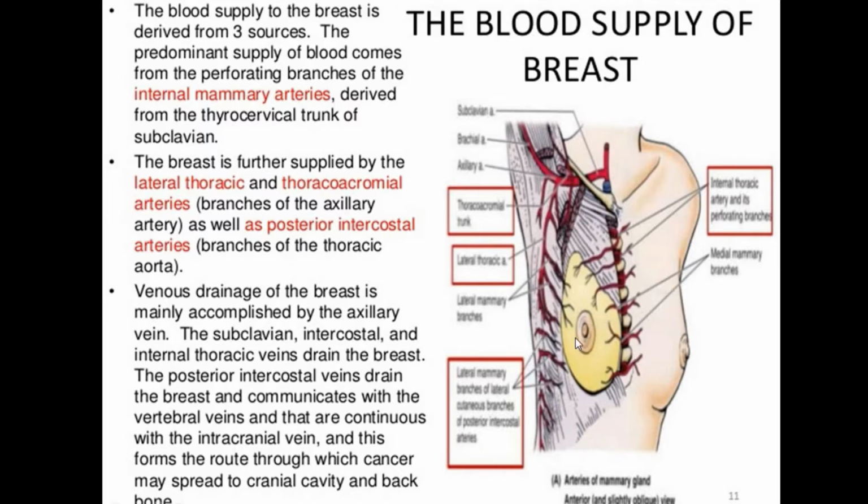So the metastasis of the outer quadrant of the breast to the vertebral column is through the posterior intercostal veins. They communicate with the vertebral veins, and through the vertebral canal they open up into the intracranial veins and metastasize easily into the brain tissue. That's why the posterior intercostal vein draining the breast communicates with the vertebral vein and continues to drain into the intracranial veins. Ultimately, that is the route of metastatic transformation of malignant tissue from the breast to the brain.